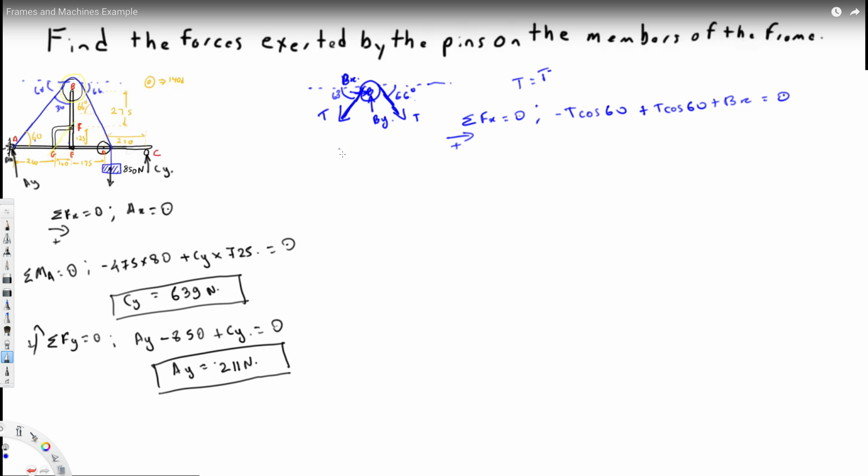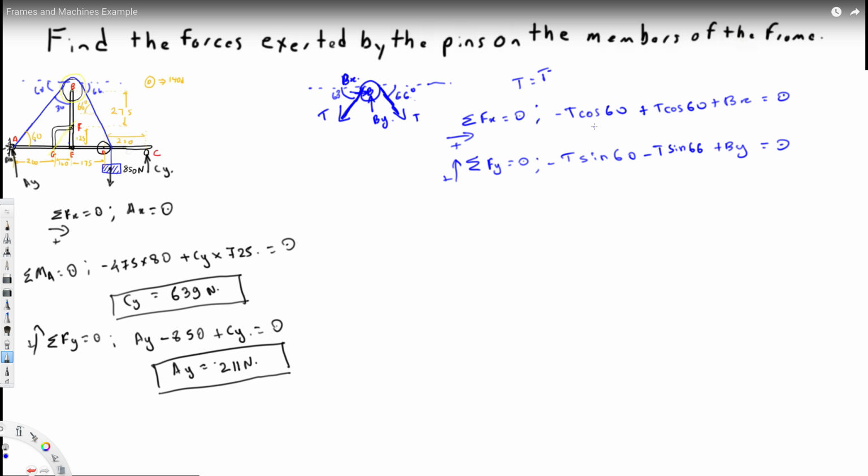Then if I take y direction, sigma Fy is equal to 0. If I take upper direction positive and solve for this one, it's going to be T sin 60. It's going to be negative because it is acting downside, so minus T sin 60, and T sin 66, it's also negative, it's acting downside. So minus T sin 66. Then By is going to be positive because it is acting upside, By equal to 0. So from these two equations I can solve for By and Bx.